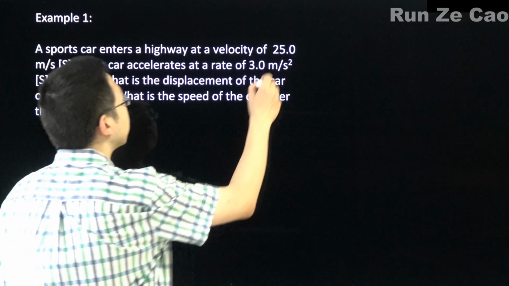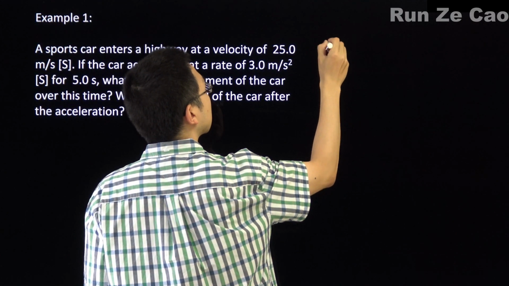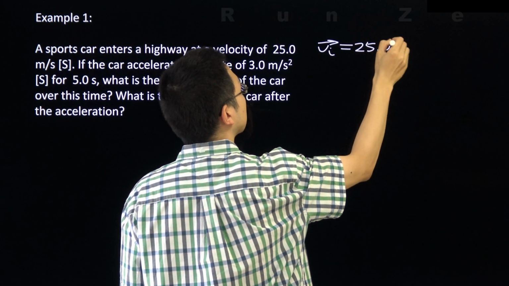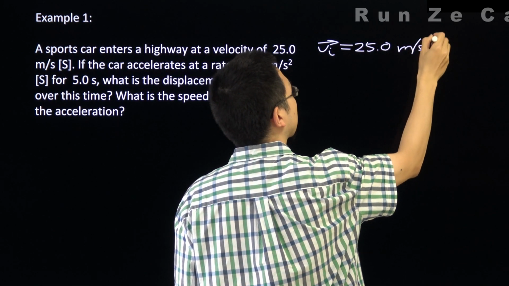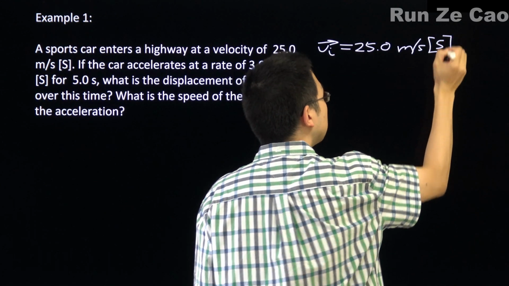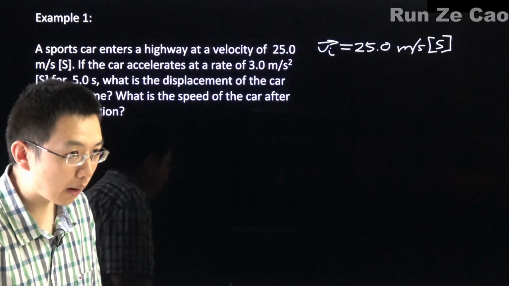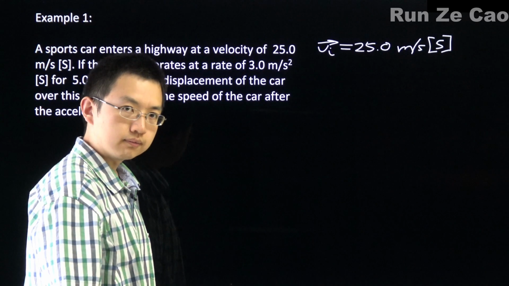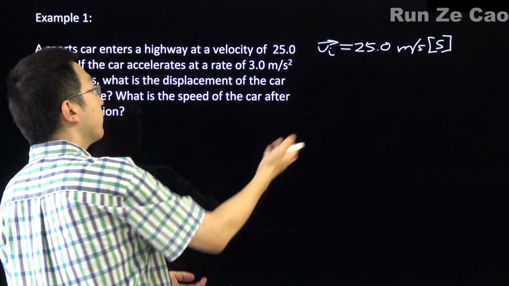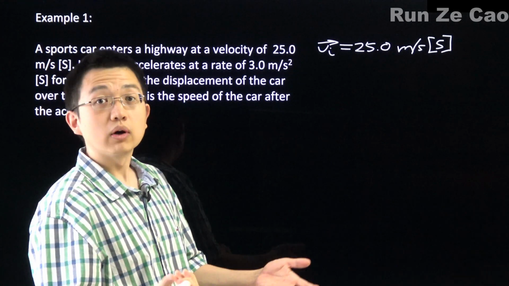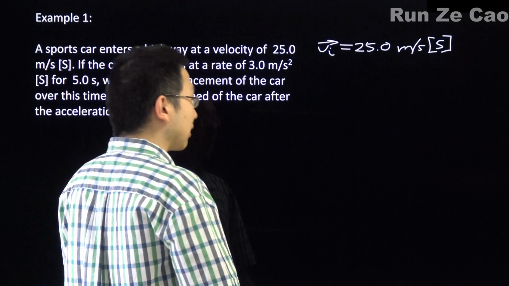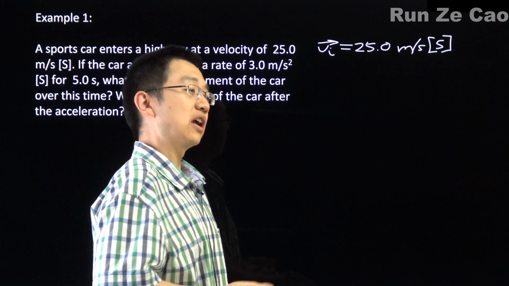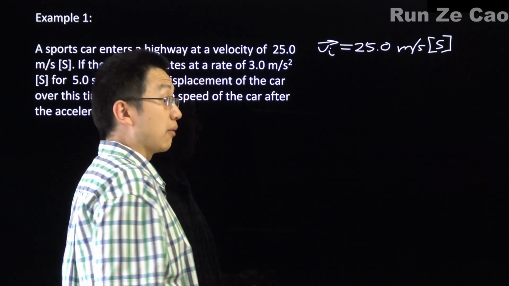Here we have, VI is equal to 25.0 meters per second south. If you are unsure about how to do a problem, start by listing out all the variables that you are given, and of course what you are being asked. Because knowing where you start is kind of useless if you don't know where you're trying to go, and therefore can't plot a course.